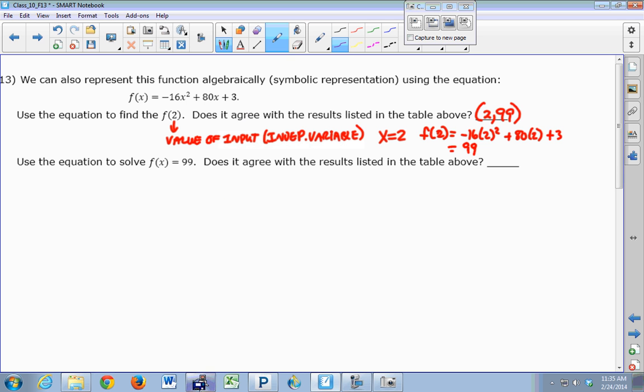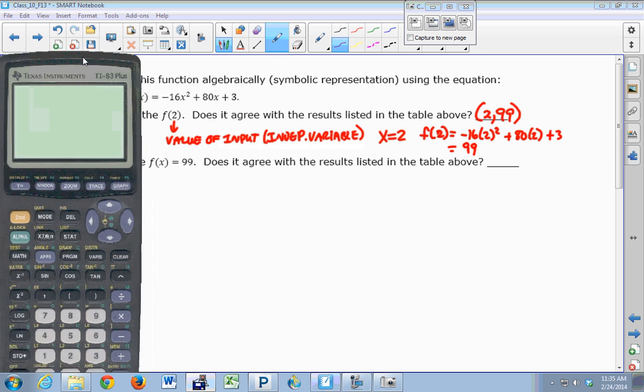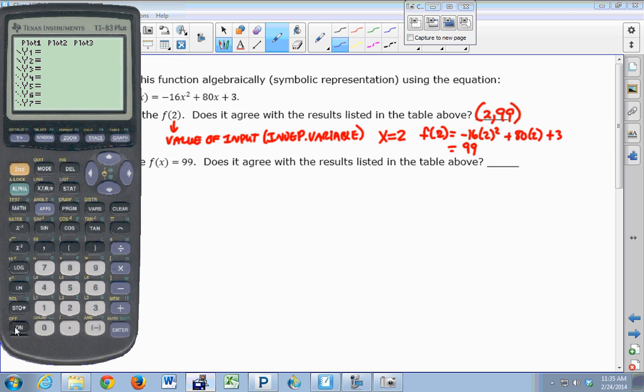Okay, well, this could get a little tiresome, so why don't I just put this function right into my calculator and look at my table? Why not? I mean, life is good. I've got this calculator. Might as well use it. Oops, not that way. x squared plus, what is it? 80x plus 3. And let me set my table. Oh, I squared 80 instead of putting an x in. Thank you. That would have definitely messed it up. Okay, there we go.